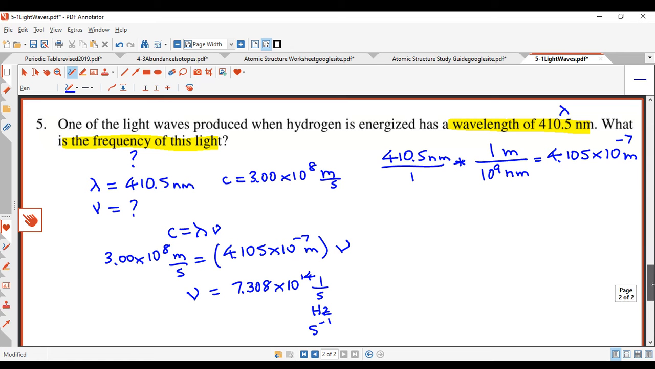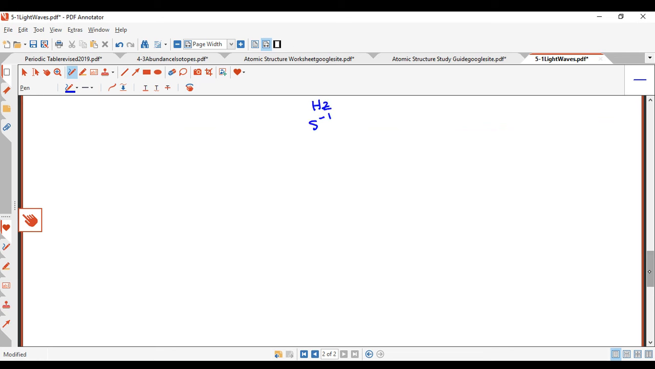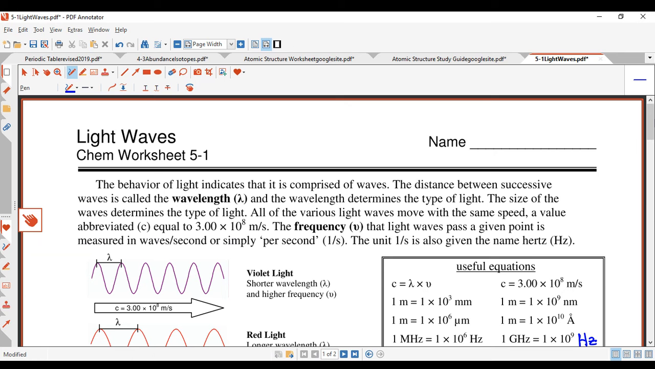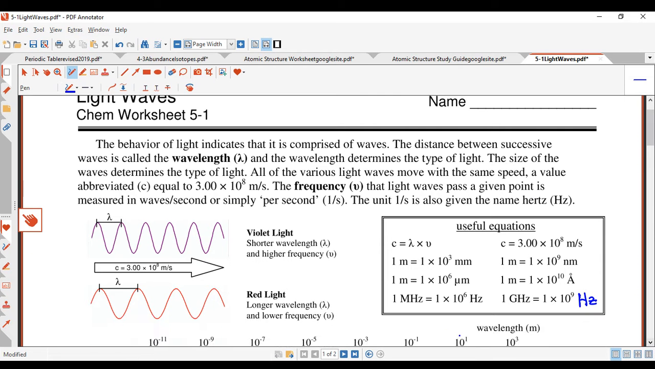So let's go down to number 8. Here we're asked for the wavelength. So that is what we're looking for. What is the wavelength? And it's giving us the frequency, this is our nu. It's giving us megahertz, so again, we have to go to the previous page and see the relationship between megahertz and hertz. So we look here, there's 10 to the 6 hertz in a megahertz.